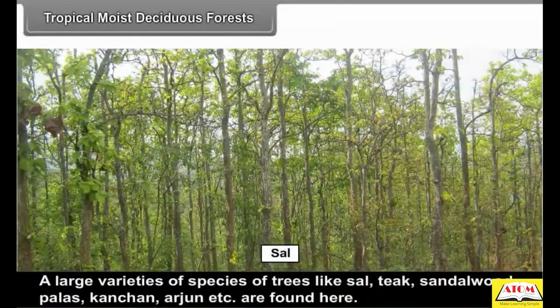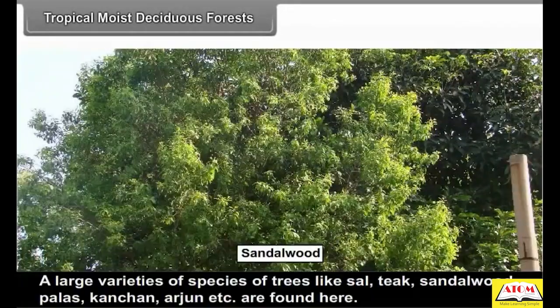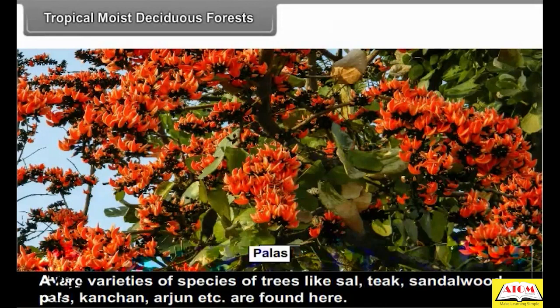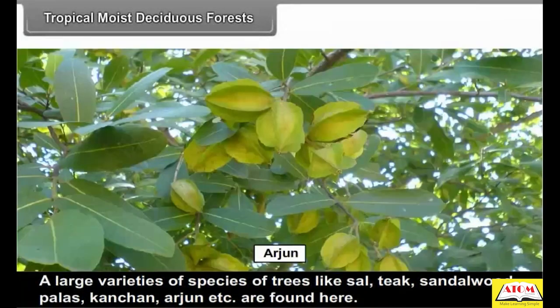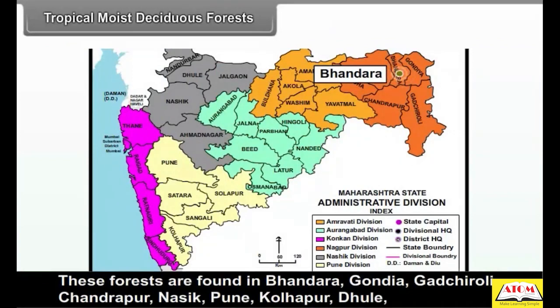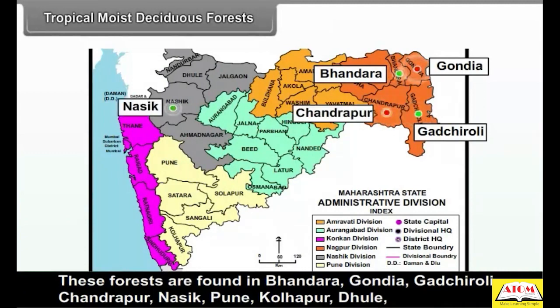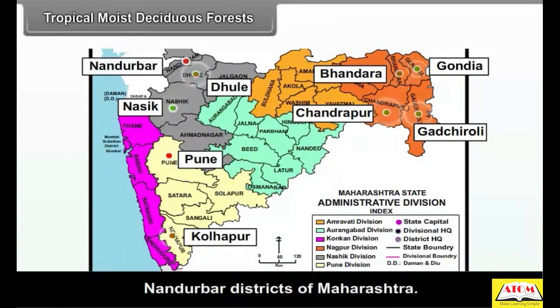A large variety of species of trees like sal, teak, sandalwood, paras, kanchan, arjun, etc. are found here. These forests are found in Bhandara, Gondia, Gadchiroli, Chandrapur, Nasik, Pune, Kolhapur, Dhule, Nandurbar districts of Maharashtra.